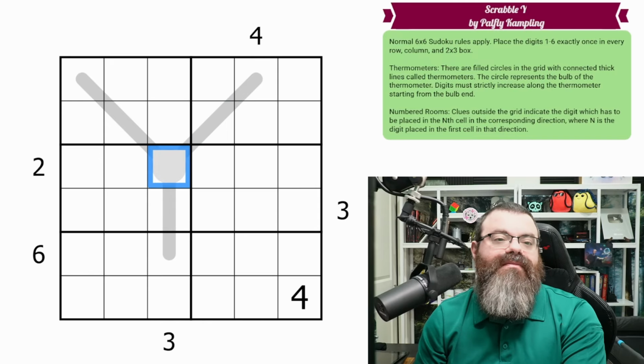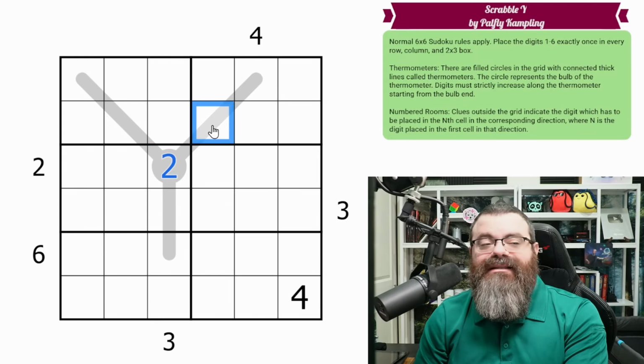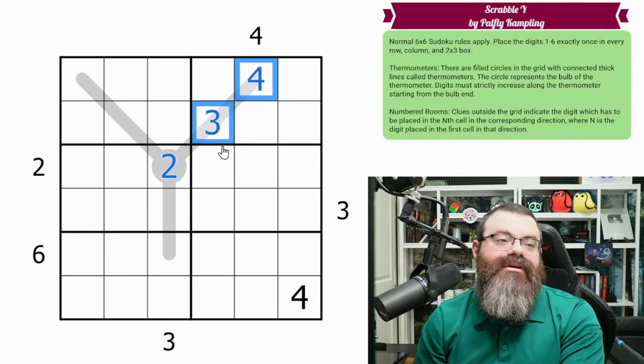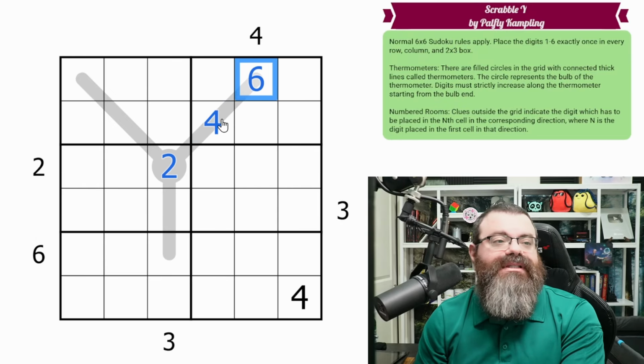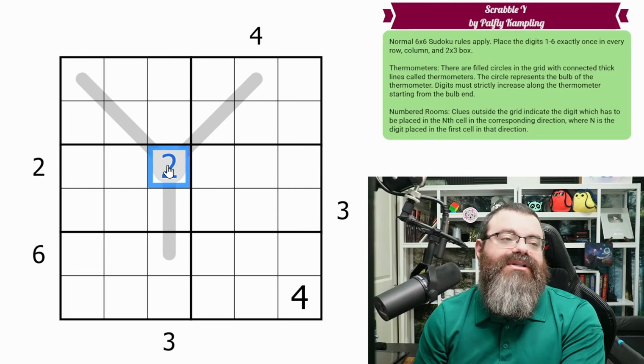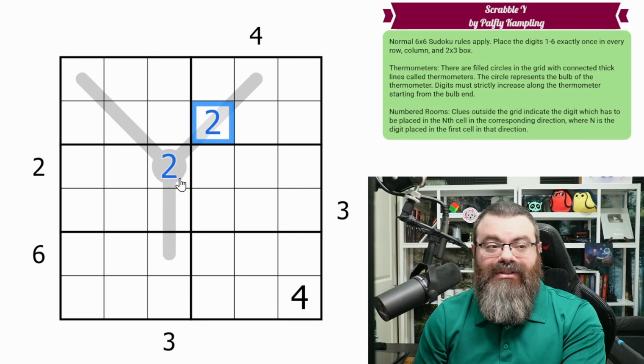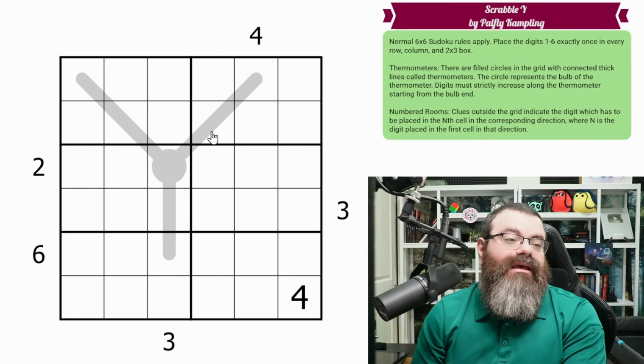So whatever digit we put in the bulb, say a 2, the next digit has to be strictly larger than 2. It doesn't have to go 3, 4. It doesn't have to go in order. But we have to get larger. So we could go 2, 4, 5, for example, or 2, 4, 6, or 2, 3, 6. What we can't do is go 2 and then 1, because 1 is smaller than 2. We also can't do 2, 2, because 2 is still not bigger than 2. All right. So that's thermometers.